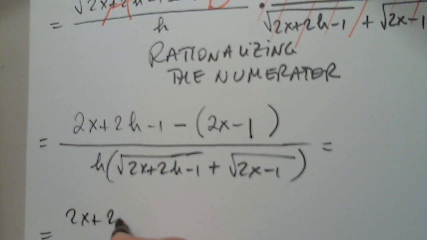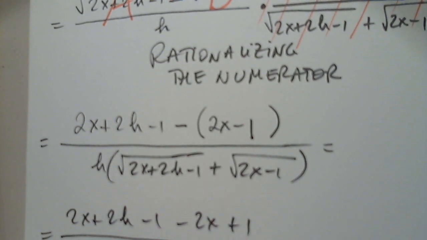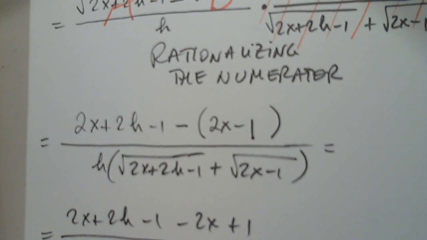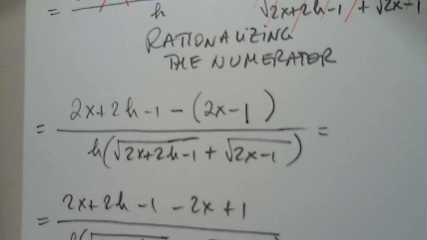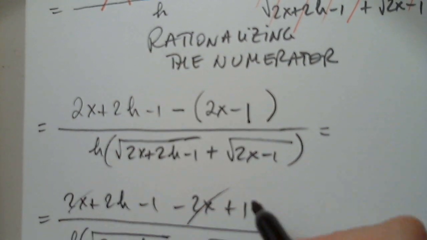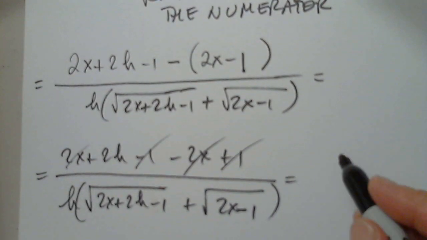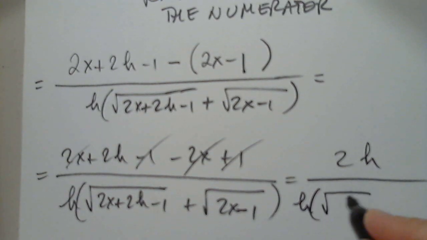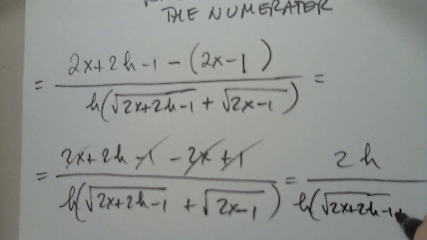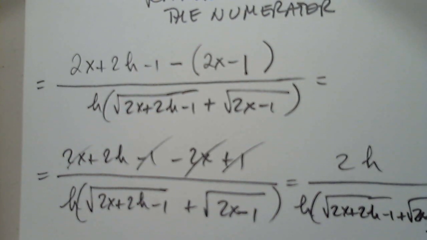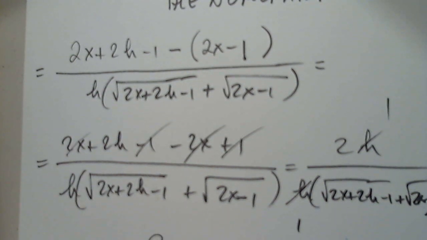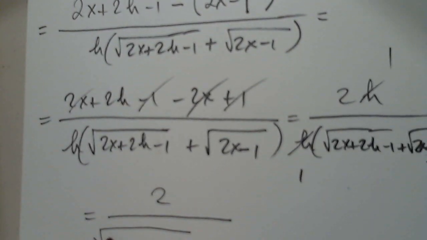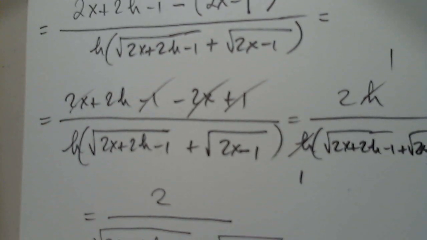Okay, 2x plus 2h minus 1 minus (2x minus 1), over h times the square root of 2x plus 2h minus 1 plus the square root of 2x minus 1. Good. All terms without h must go away. They do. Step number 1 is happening. Sorry. Step number 2 is happening. So I have 2 over the square root of 2x plus 2h minus 1 plus the square root of 2x minus 1.